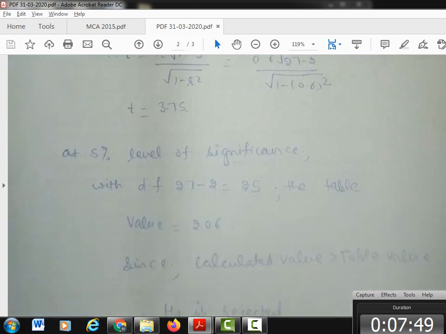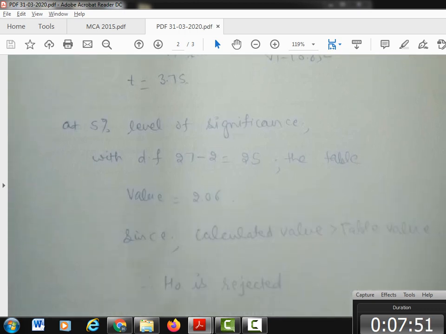For the table value, I require the level of significance. I have already discussed many times, if the level of significance is mentioned in the question, then you just have to follow that level of significance. Otherwise, the choice is yours. You can take 1% or 5%. I am using 5% here, but you have to keep the degrees of freedom in mind for each and every application, because the degrees of freedom differ for each test.